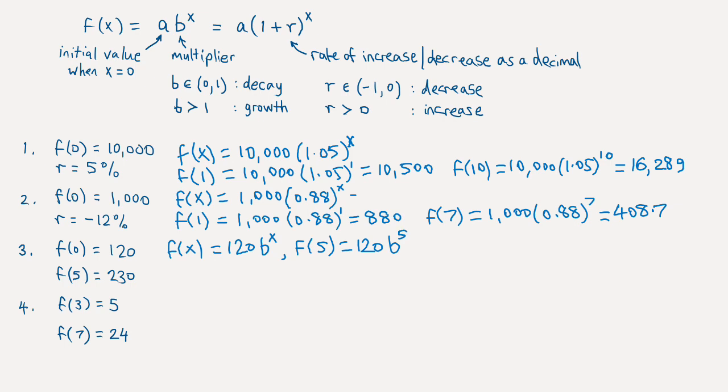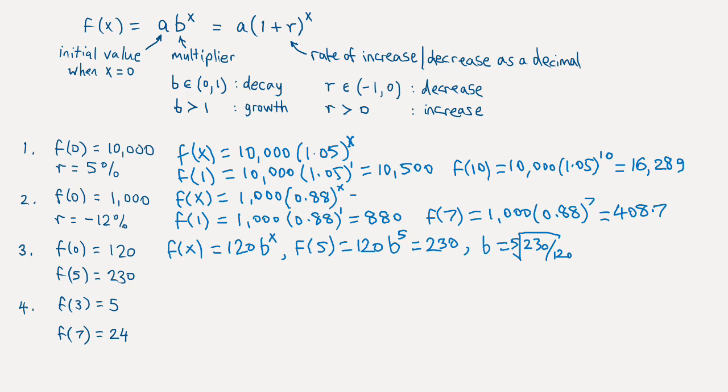So for example, if x was 5, this would equal 120 times b to the power 5. But we're given that value. We were given the value when x equals 5 is equal to 230. So now we've got an equation with one unknown, b, and we can solve for b. So if we divide both sides of the equation by 120 and then take the 5th power, or the 5th root, we're going to have this equation here.